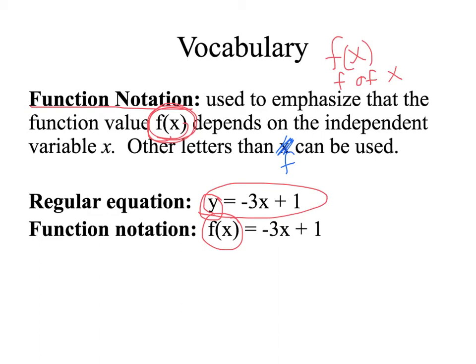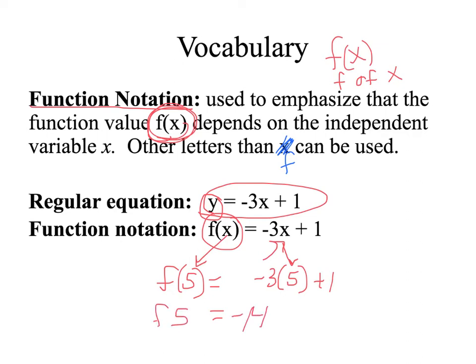So if you have an x, this is just saying that this is a function of whatever x value you plug in. So if I want to make it a function of 5, they would say f of 5. We would plug it in like that. That doesn't mean you're taking f times 5. You're not really doing anything there. That just means that you're plugging in 5 for the x value, and then you just evaluate it. So f of 5 is equal to negative 15 plus 1, which is negative 14.